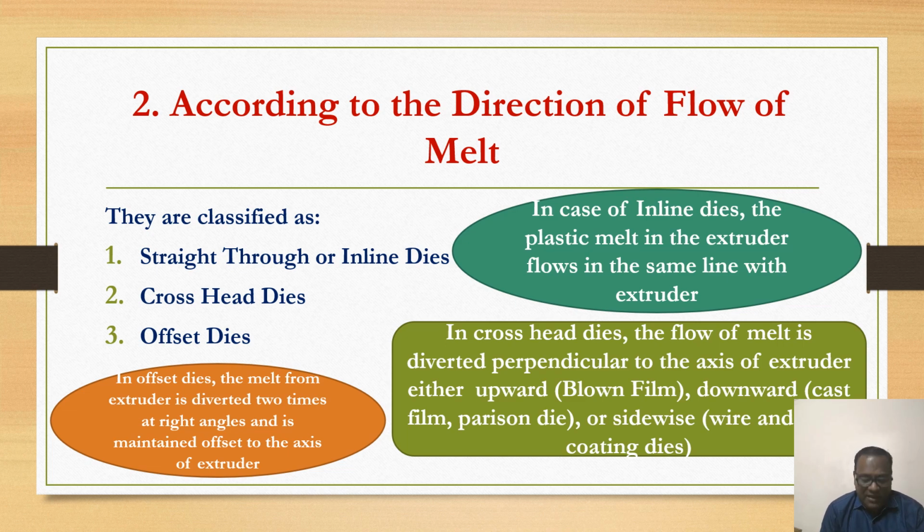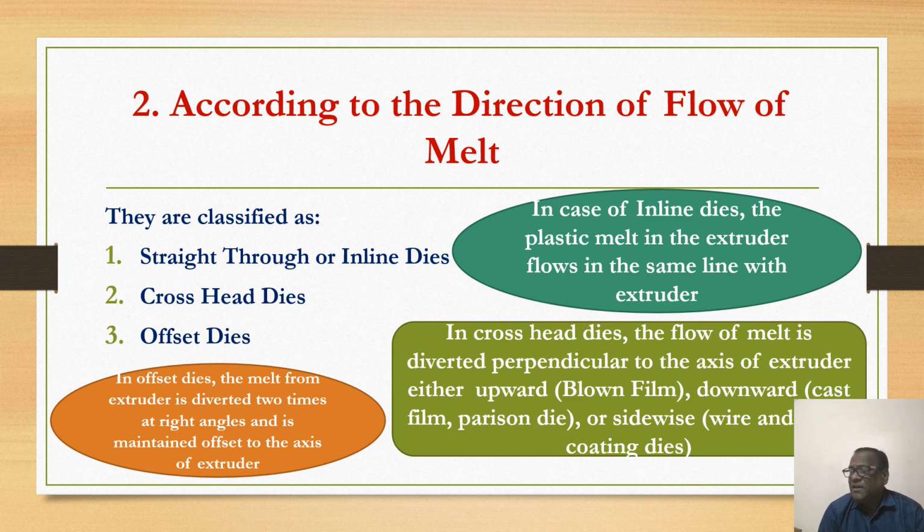The third one is offset die. In case of offset die, there is a variation compared to your first one and second one. In case of the first one, the melt flows along the axis of the extruder. It will enter the die in the same direction in which it is coming from the extruder. But in case of cross-head die, the melt will come from the extruder in one axis, then it will make 90 degrees before it enters the die. And some plastic products are manufactured that way.